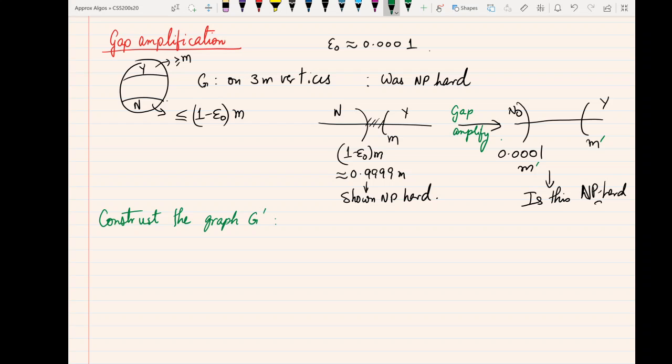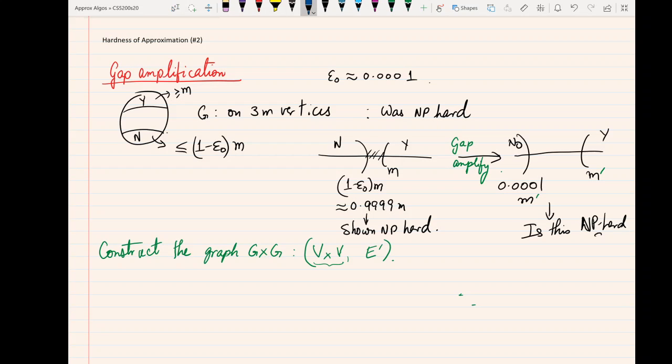I'm going to call this G cross G, which is a product operation on the graph. Okay, what does G cross G mean? Well, this is a new graph with vertex set V cross V and edge set being some E prime, where I'm going to define E prime now. The vertex set over here is basically every vertex is a pair of vertices in the old graph.